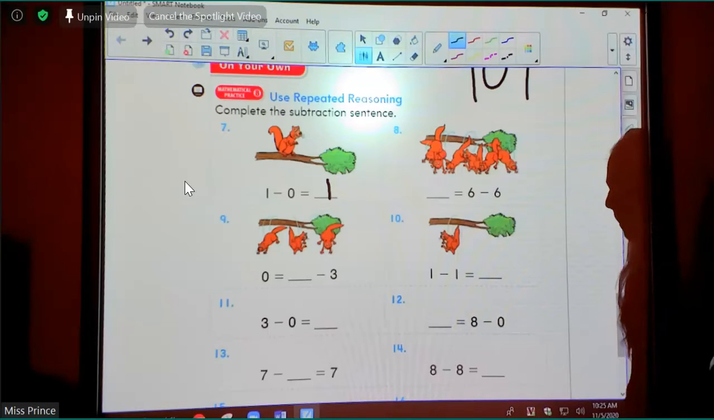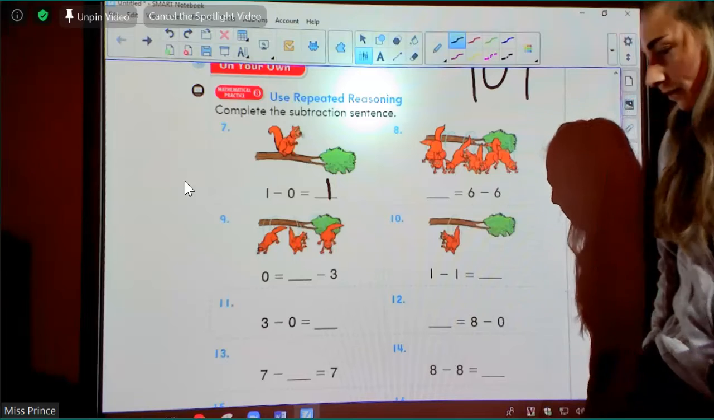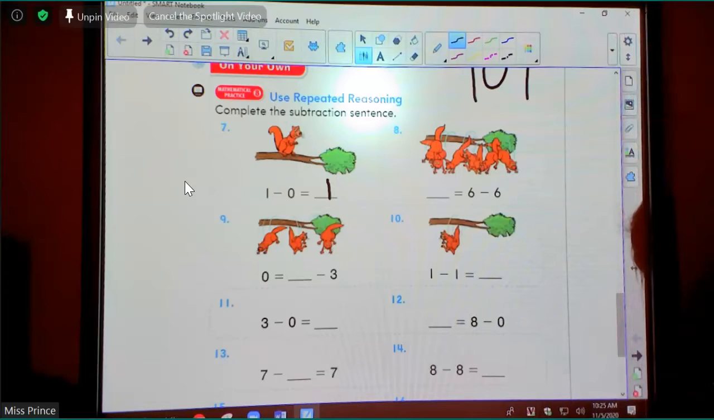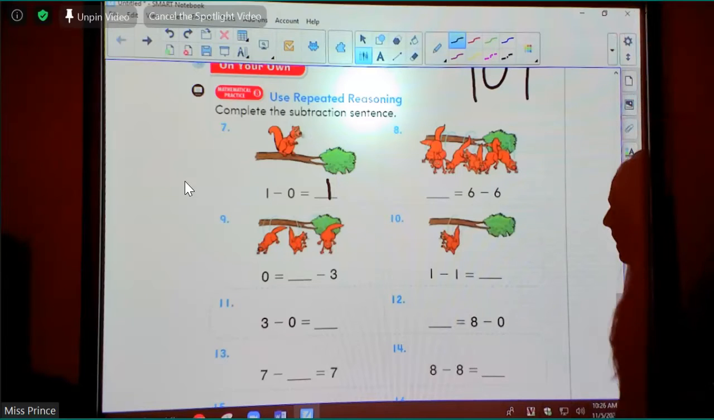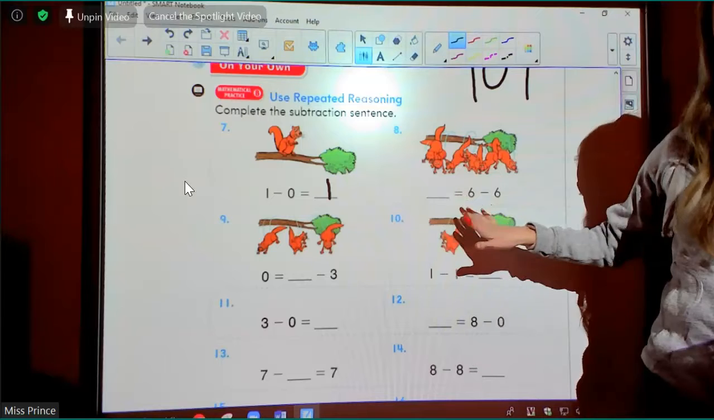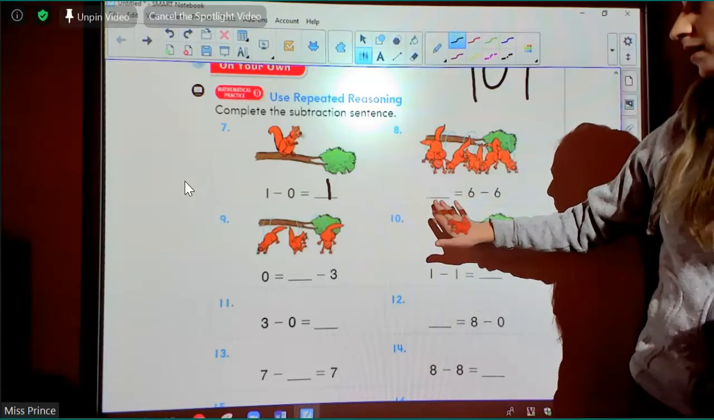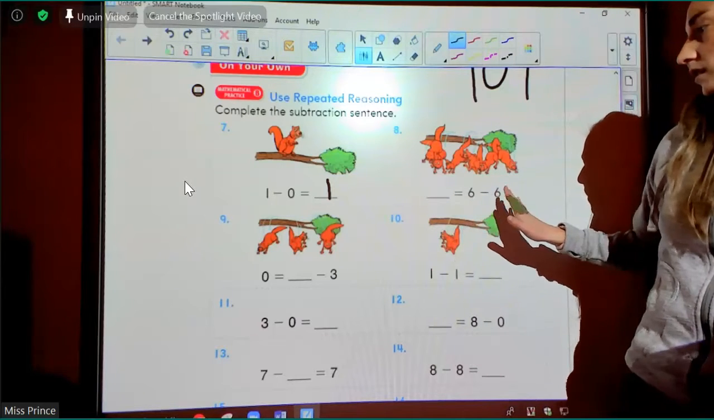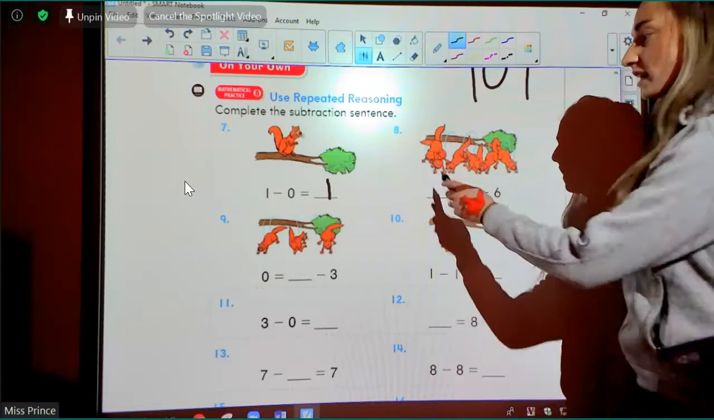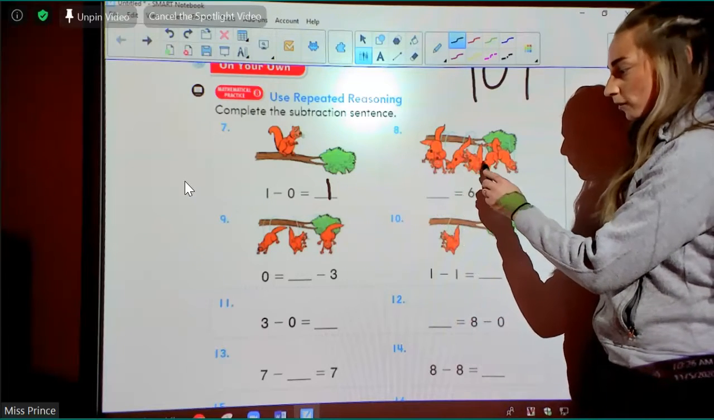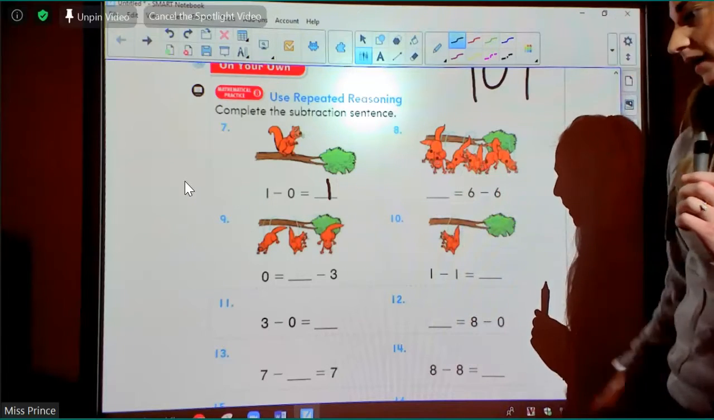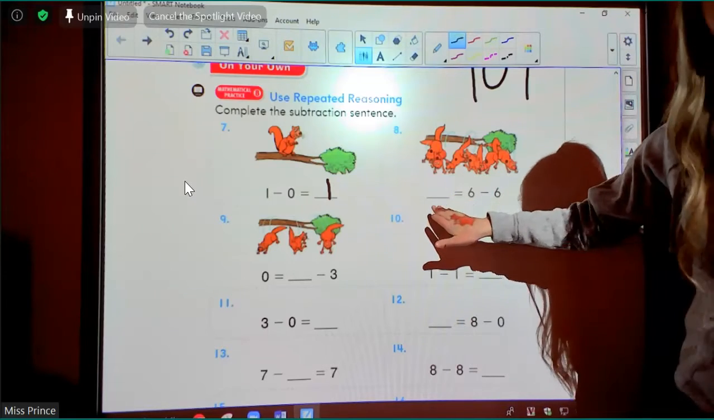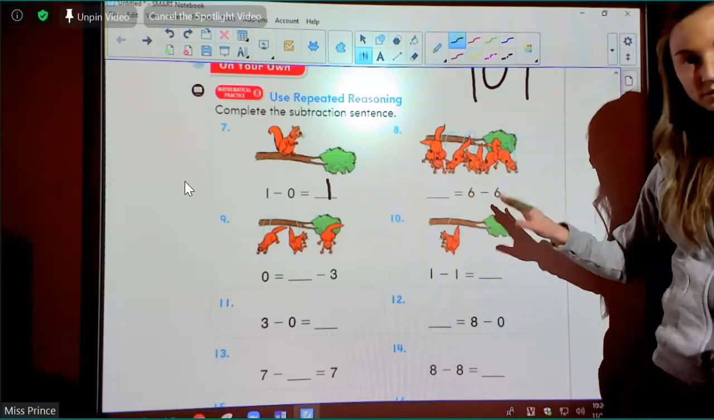6. So, this problem, we need to be super careful with because they wrote it in a different order. This one is saying, equals 6 minus 6. So, we start with 6. 1, 2, 3, 4, 5, 6. But it wants to know how many are left over after we take away 6 from 6.